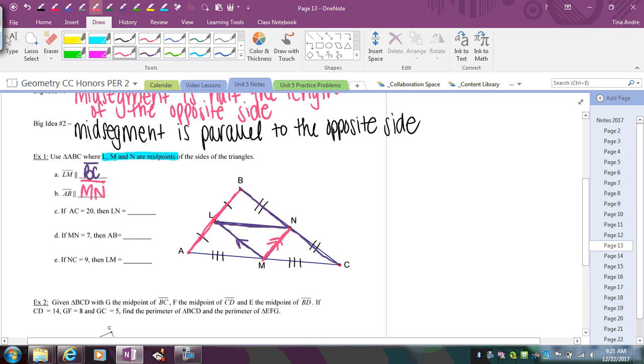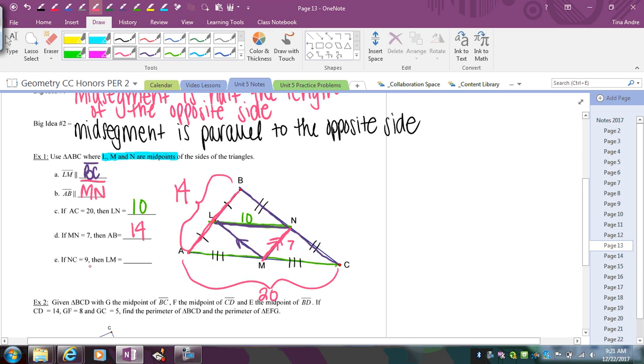The next pieces here are dealing with lengths. If it says the whole thing, so AC is 20, find LN. Well, if AC is 20, the mid-segment is LN, the mid-segment that's across from AC, that has to be half of the 20. So that has to be 10. Because that's one of our properties for mid-segments. If MN is 7, AB has to be twice that because the mid-segment is always half of the opposite side. So this has to be 14.